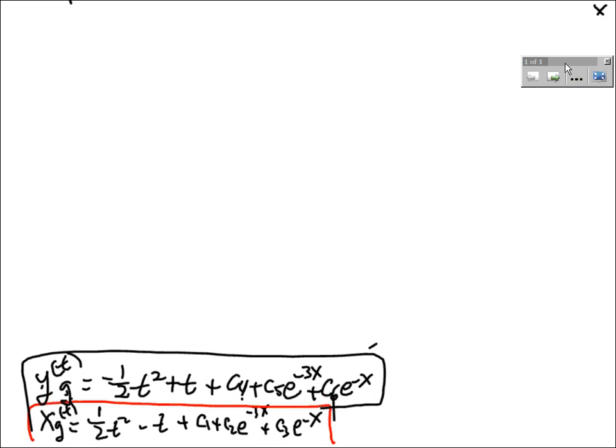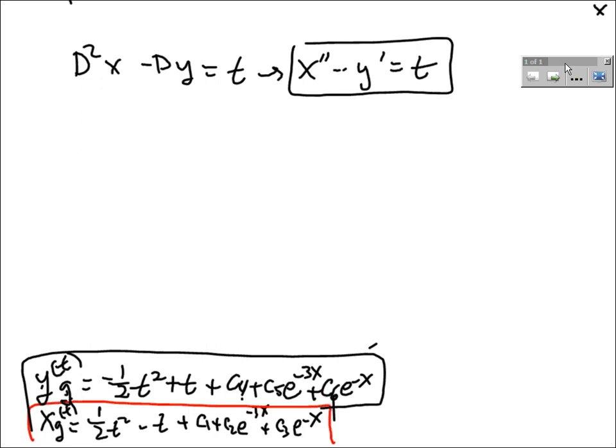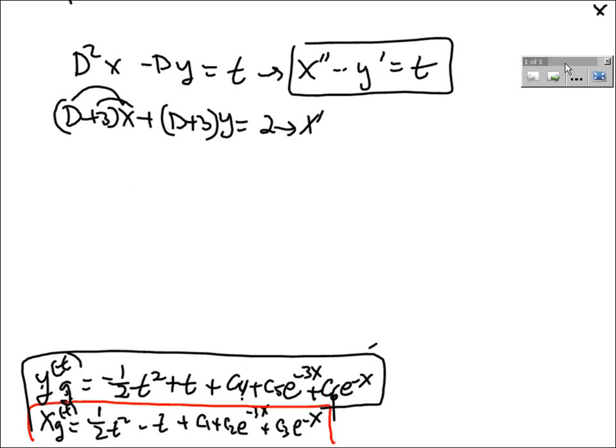So you go back to one of the equations from 20 minutes ago. B squared x minus by is t. That is x double prime minus y prime is t. That's one equation. And the other one is b plus 3 on x plus b plus 3 on y is 2. That means the derivative of x plus 3x plus same thing with y. The derivative of y plus 3y is 2.